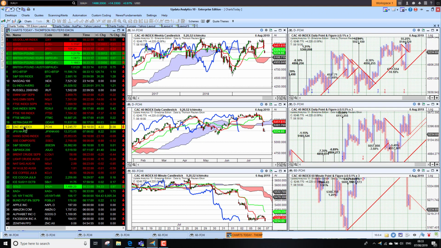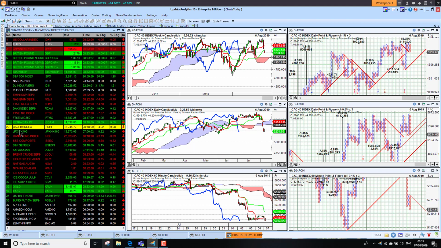The CAC 40 has actually tried much harder to break resistance this year, but has really struggled again at that level and fallen back through the cloud on the daily chart. A shortage of downside targets for the French market, but it is still looking pretty bearish.